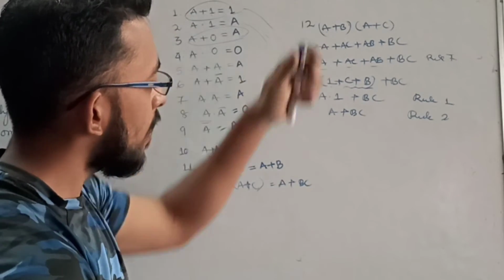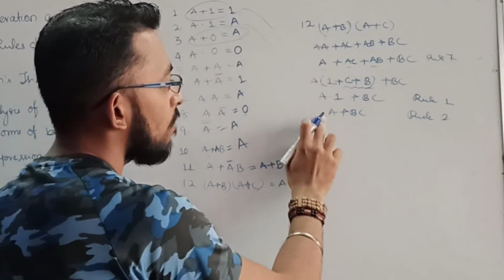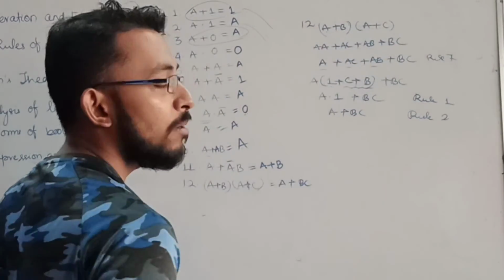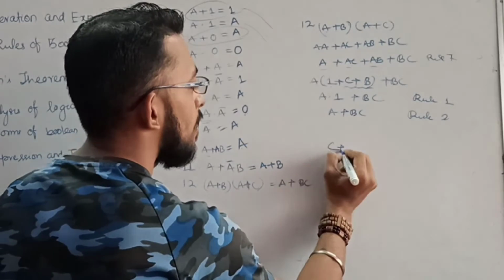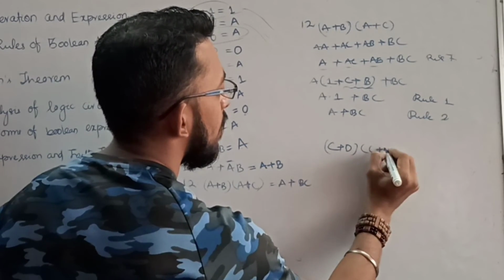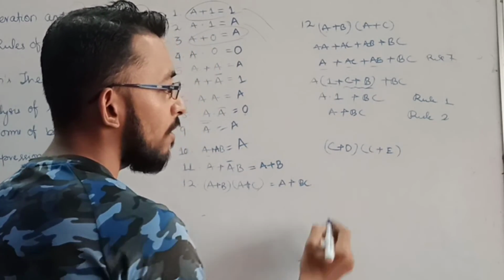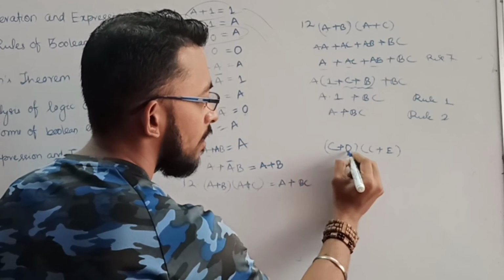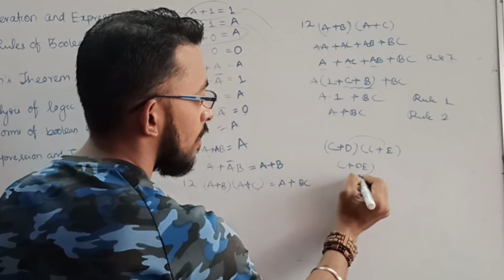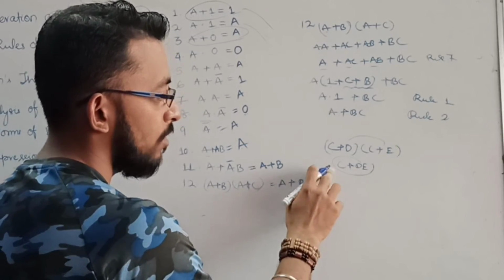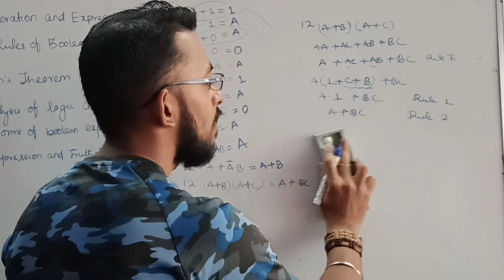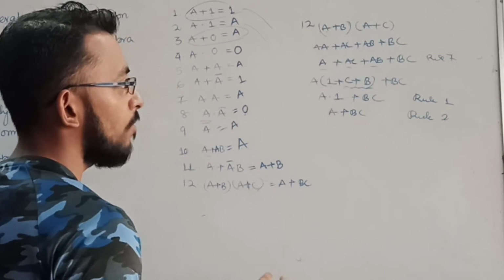You see what you have to do? You just take the first term as it is and then multiply the last terms. If I have C plus D into C plus E, then what will I write? I will write the first term C, then multiply the last two terms, DE. So the output of C plus D into C plus E is nothing but C plus DE. Okay. Using a truth table also we can prove this.